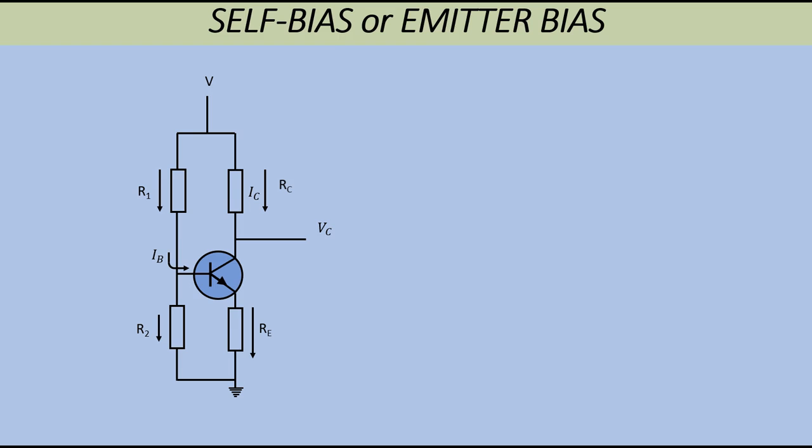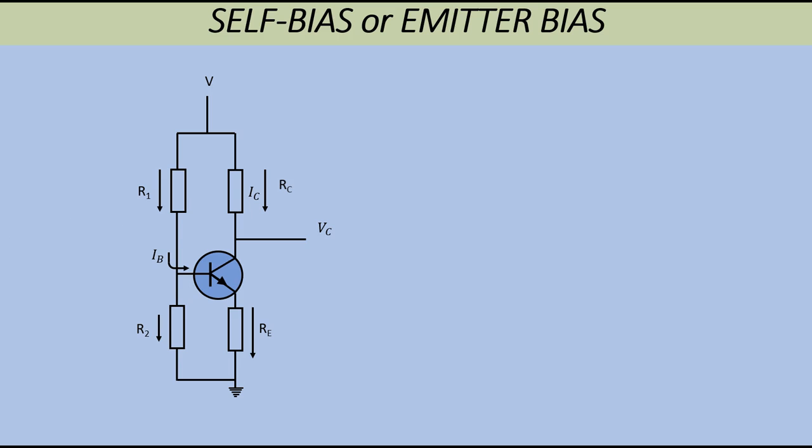When the collector current IC passes through RC, a voltage is dropped across the load resistor, and that means that the voltage VC here is smaller than the supply voltage V, and the difference between these two voltages is in fact IC times RC. So I could have actually written VC is equal to V minus IC times RC. So that's our current operating voltage for the collector.